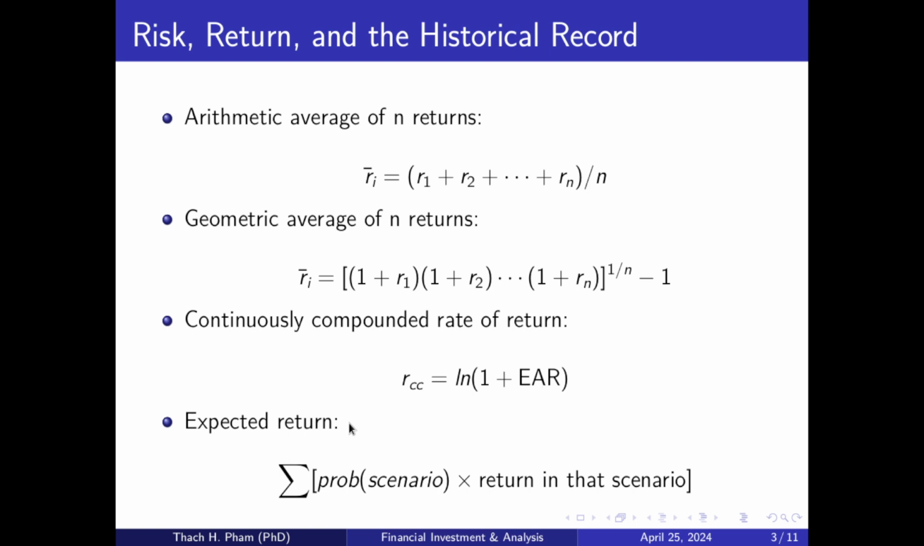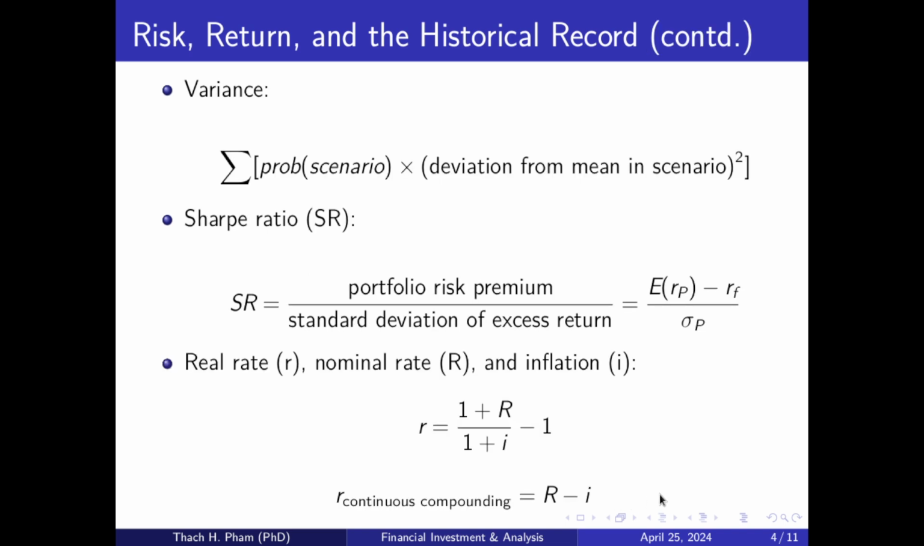For the expected return, this is the summation of the probability of scenario i multiplied by the return in that scenario. For the variance, this is the sum of the probability of scenario i multiplied by the squared deviation from the mean in that scenario. For the Sharpe ratio, SR equals the portfolio risk premium divided by the standard deviation of excess return, that is, RP minus RF divided by sigma P.